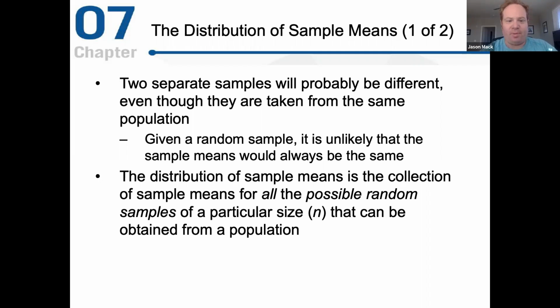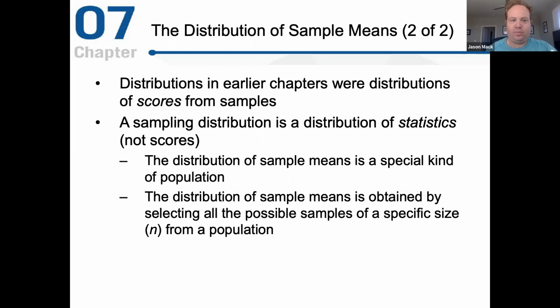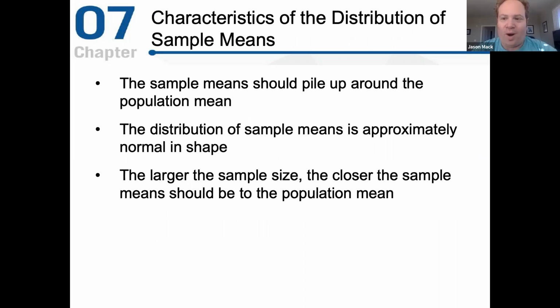The distribution of sample means is the collection of sample means for all the possible random samples of a particular size n that can be obtained from a population. Distributions in earlier chapters were distributions of scores from samples. A sampling distribution is a distribution of statistics, not scores. The distribution of sample means is obtained by selecting all the possible samples of a specific size, n, from a population. The sample means should pile up around the population mean. The distribution of sample means is approximately normal in shape.